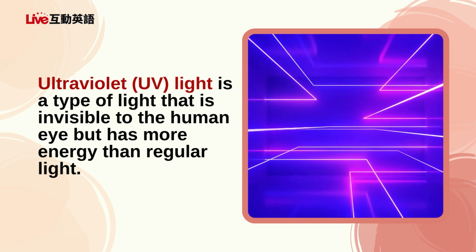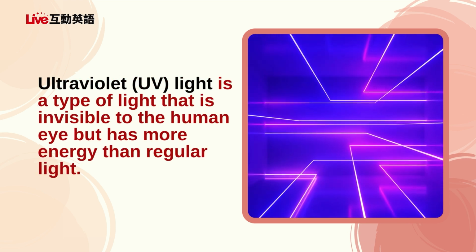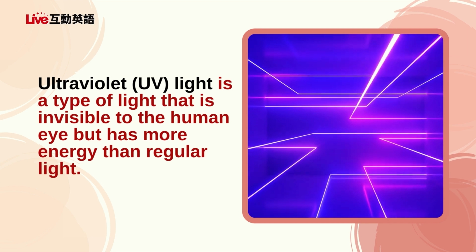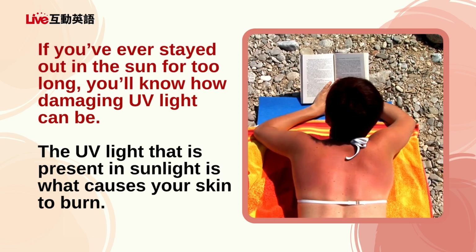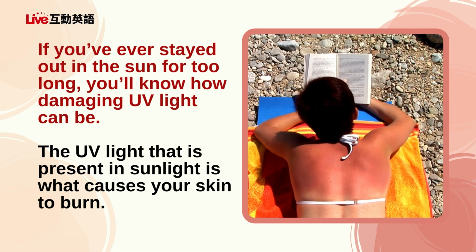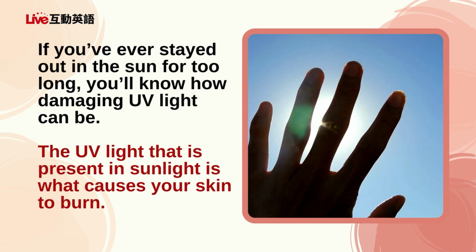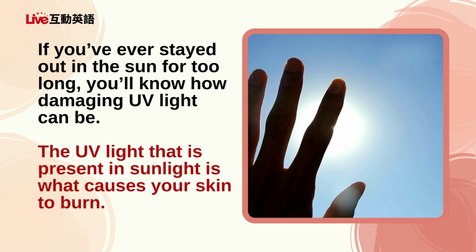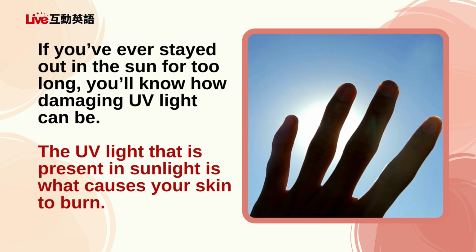Ultraviolet, UV light, is a type of light that is invisible to the human eye, but has more energy than regular light. If you've ever stayed out in the sun for too long, you'll know how damaging UV light can be. The UV light that is present in sunlight is what causes your skin to burn.